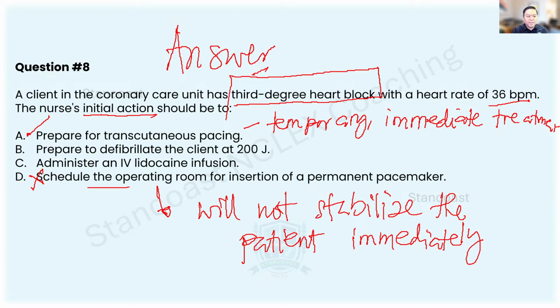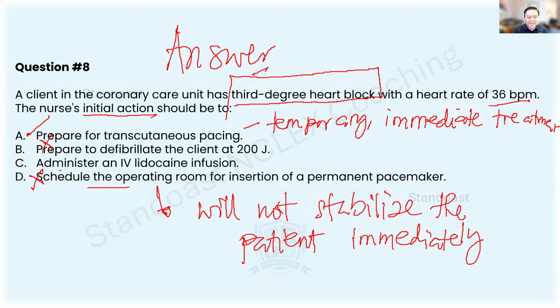Okay. Why not letter B? Prepare to defibrillate at 200 joules. Well, the defibrillation is intended to treat life-threatening arrhythmias like VFib or VTach, but not third-degree heart block. Because if you're going to apply defibrillation to this patient with a heart block, it will cause more harm. So we're going to eliminate this one.